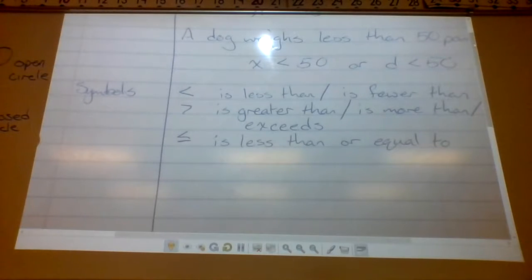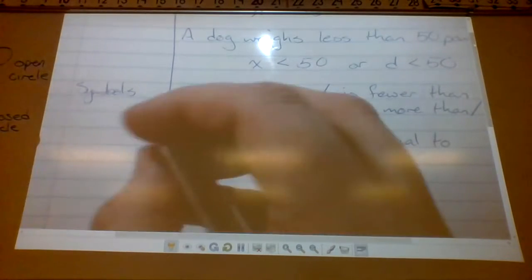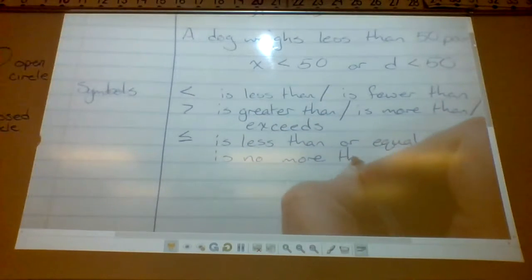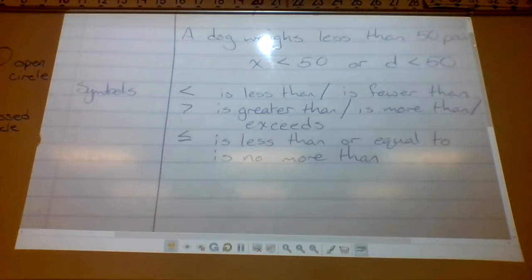But that's not the only phrase we use for this. Is no more than. In my sixth block, I have no more than 14 students. If we have a new one, that will change. But as of right now, I will have no more than 14 students on a regular basis.